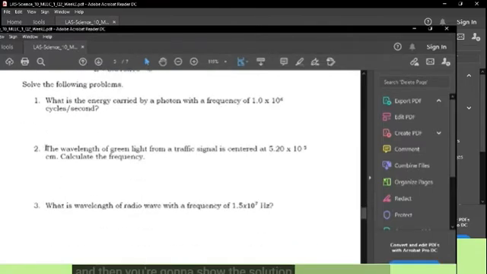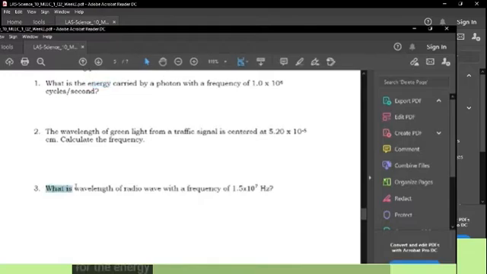For the number 2 question, the wavelength of green light from a traffic signal is centered at 5.20 times 10 to the negative 5 centimeter. So you're going to calculate frequency. So on the number 2, you're going to look for frequency. For the number 1, you're going to look for the energy. Now on the number 3, what is the wavelength of radio wave with a frequency of 1.5 times 10 to the 7 hertz? So on number 3, you're going to look for the wavelength. Okay.